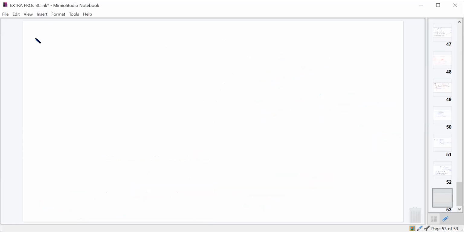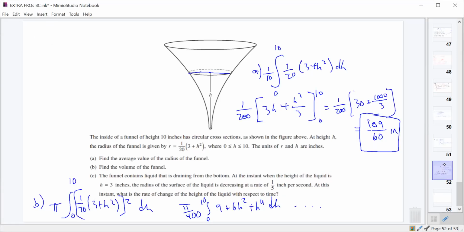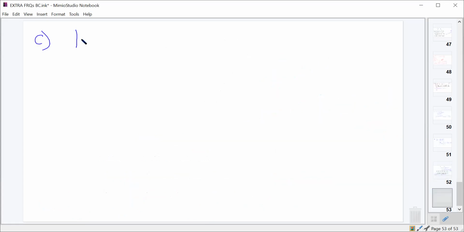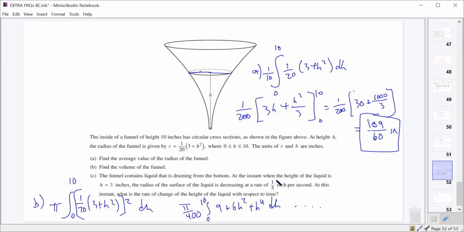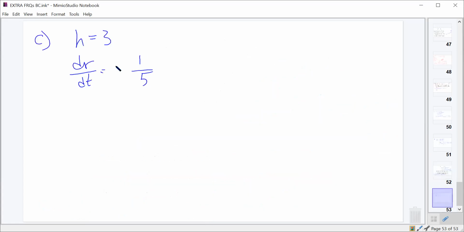And then the related rate part of it is in part C. The funnel's got a liquid that's draining from the bottom, and at the instant when the height is 3, the radius is decreasing at 1/5 of an inch per second. So first we'll write out that we're interested when h is 3, and dr dt at that point is decreasing at a rate of 1/5 of an inch. So dr dt is negative 1/5.